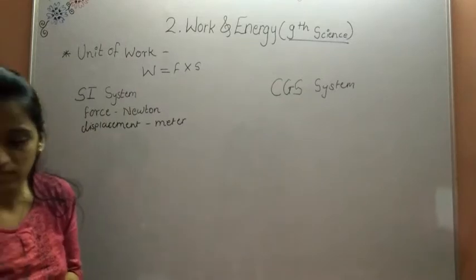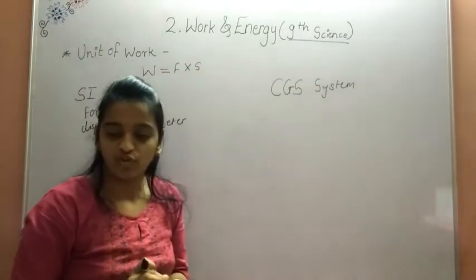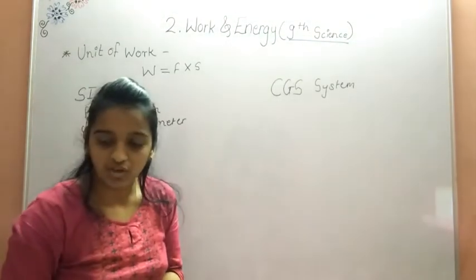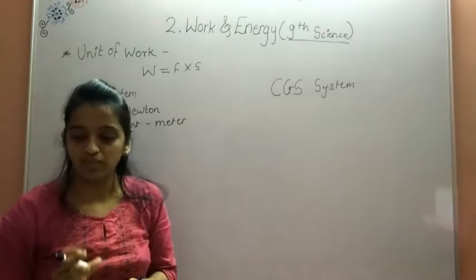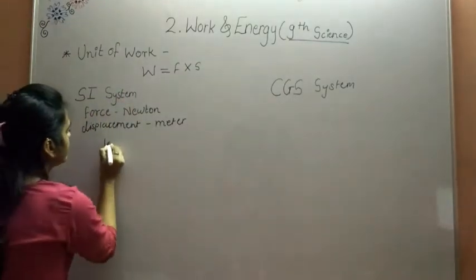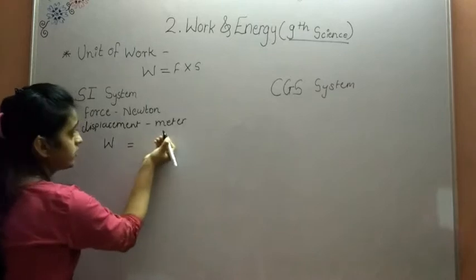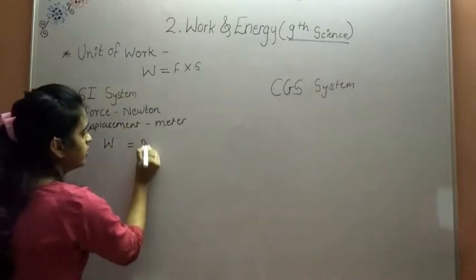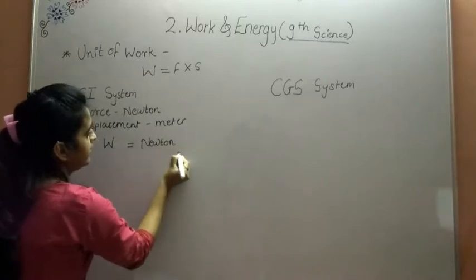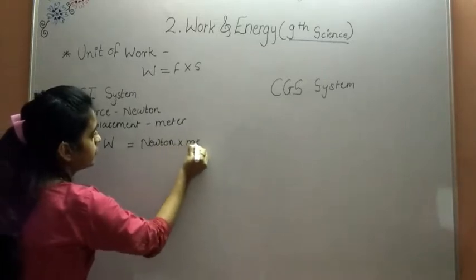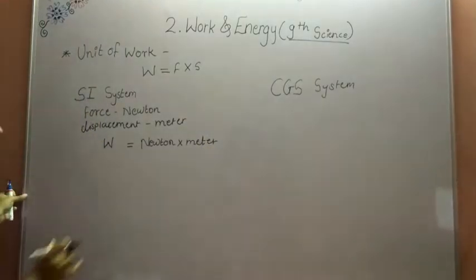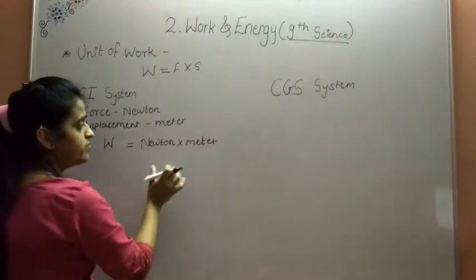By definition, in the SI system the unit of force is Newton and the unit of displacement is meter. So the unit of work is Newton meter, which is called a joule. Force in the SI system is in Newton and displacement in meter. Together, force and displacement give 1 Newton and the object's displacement.